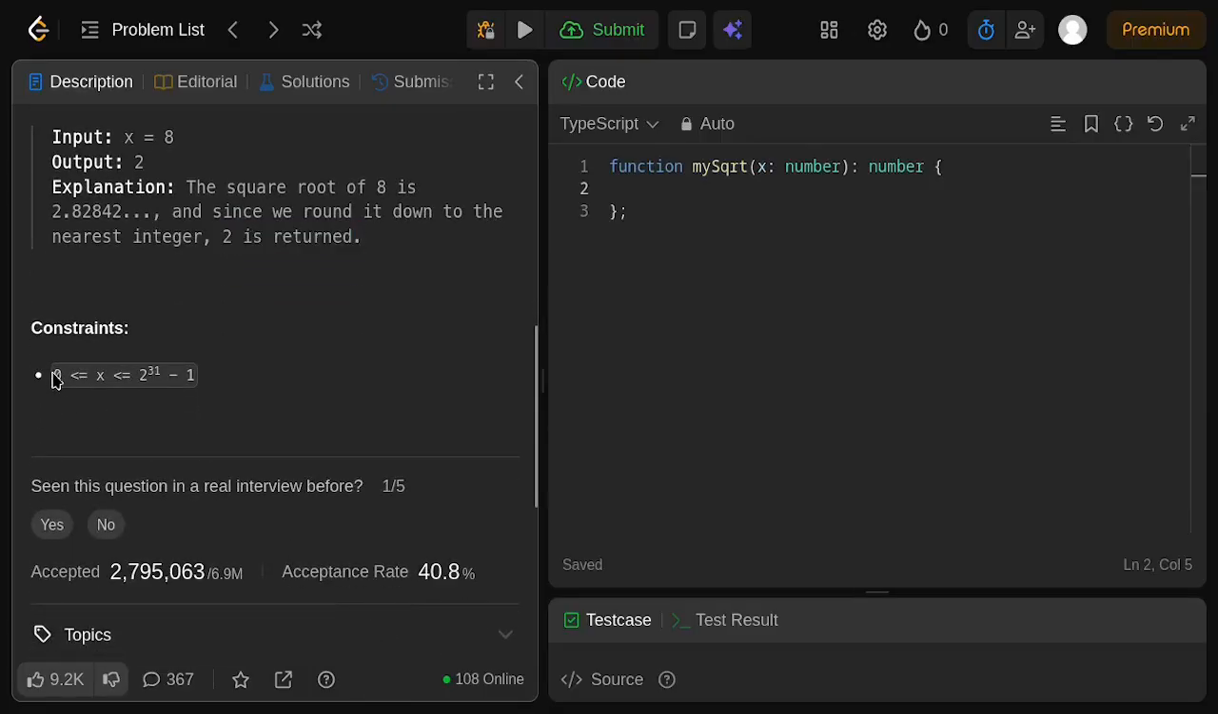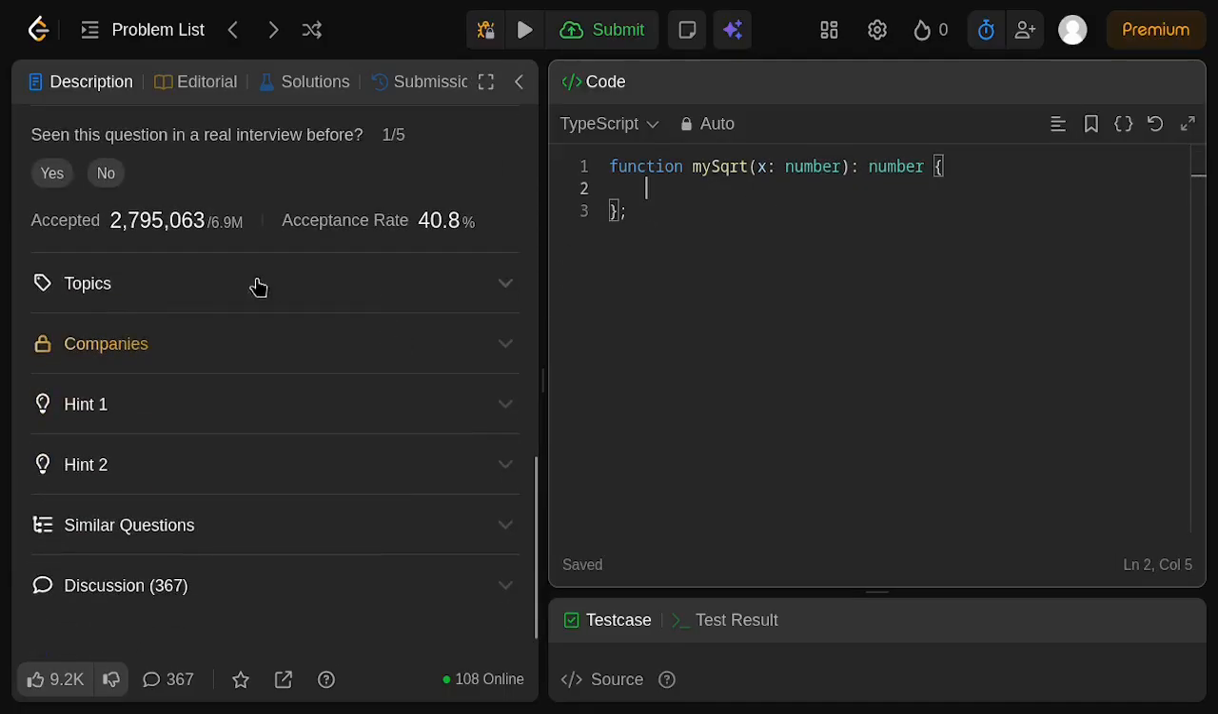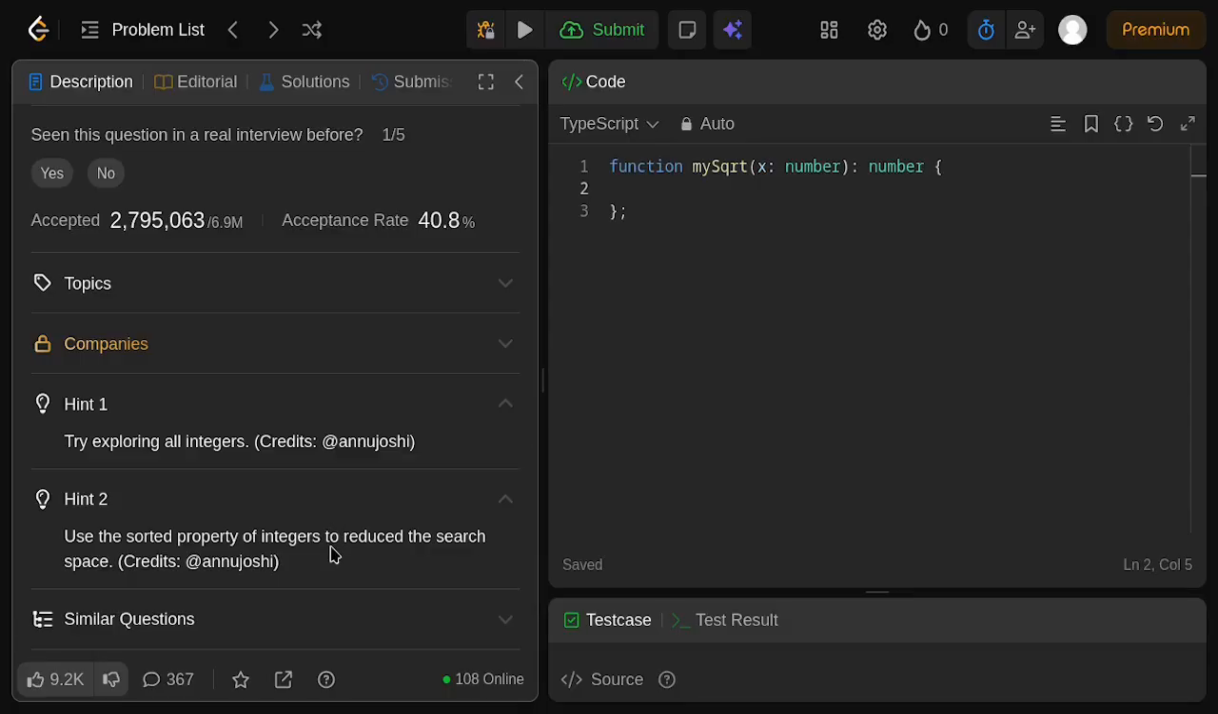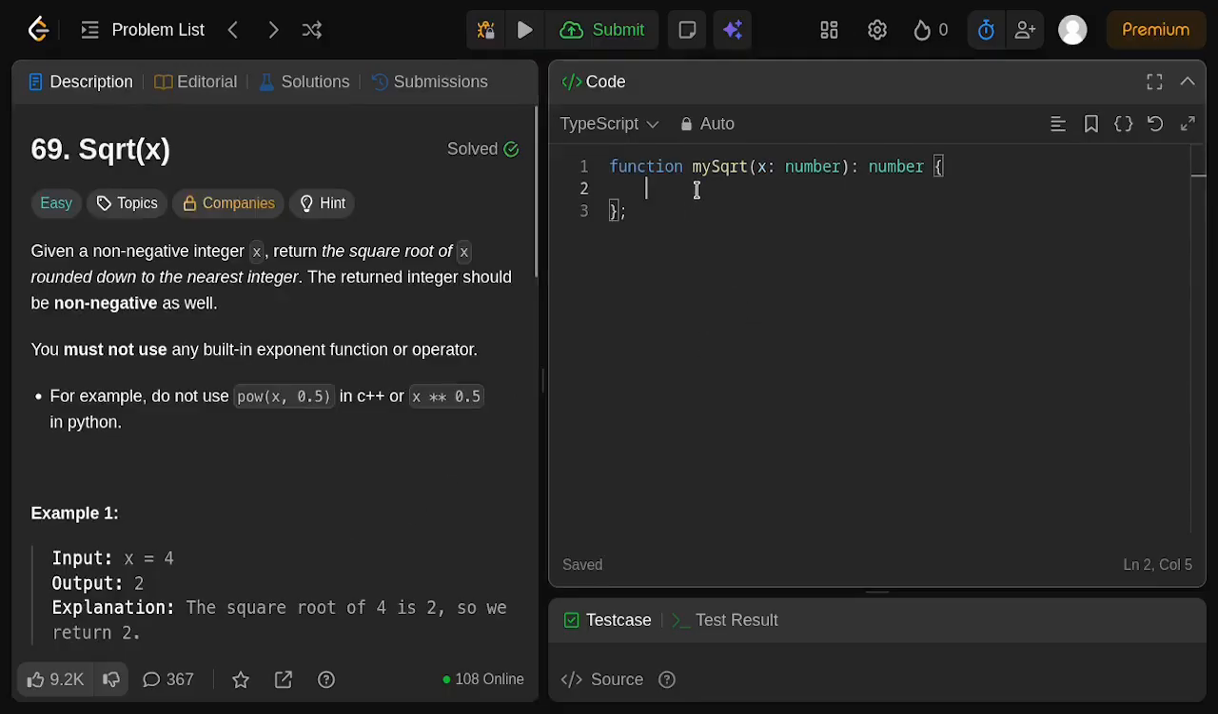Okay, so for the constraints, x ranges from 0 inclusive to 2 to the power of 31 minus 1. That is the possible value of x. We have a function called sqrt that takes only one parameter x as an integer, and the expected output is also an integer. For hint 1, try exploring all integers. For hint 2, use the sorted property of integers to reduce the search space, but I still don't understand what the hints mean.